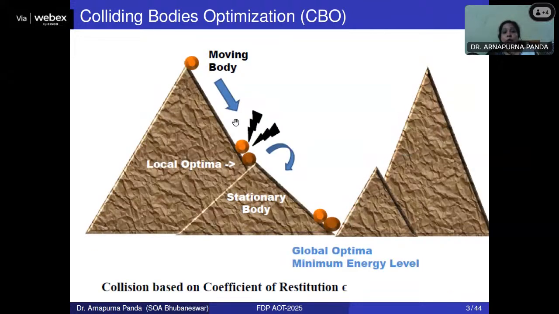Suppose two bodies are there having masses m1 and m2. One body is moving and the other body has velocity 0, that means it is a stationary body. When the moving body collides with the stationary body, then after the collision both bodies change their velocities. The velocity of the moving body decreases, and the velocity of the stationary body, which was earlier 0, increases. Both velocity changes alter the positions of the bodies, and accordingly they move towards the global optimal solution.